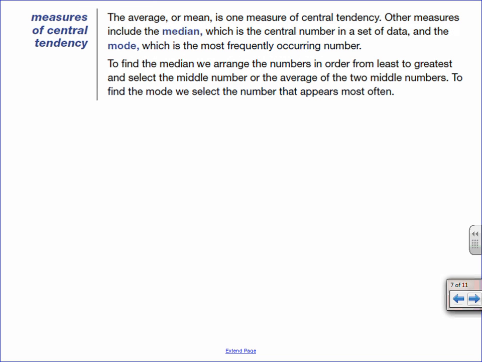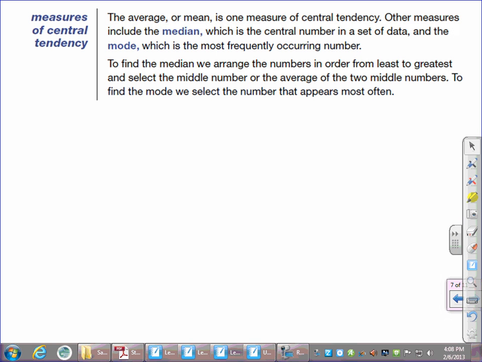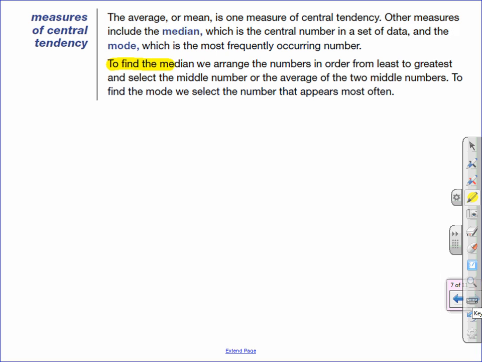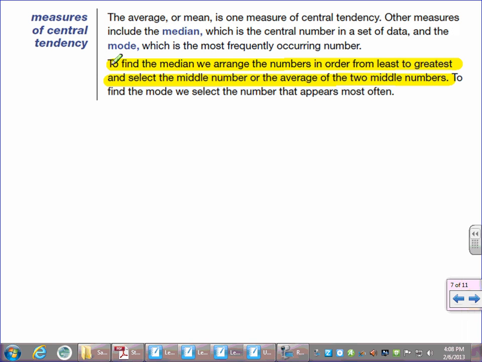The average or mean is one measure of central tendency. So like we just talked about, it's in the middle. Other measures include median, which is the central number of data, and the mode, which is the most frequently occurring number. To find the median, we arrange the numbers in order from least to greatest and select the middle number or average of the 2 middle numbers. So if you have an odd number of numbers, it will just be the central number, the middle. If you have an even number, you'll have to find the average of the 2 middle ones that you have. To find the mode, we select the number that appears most often.